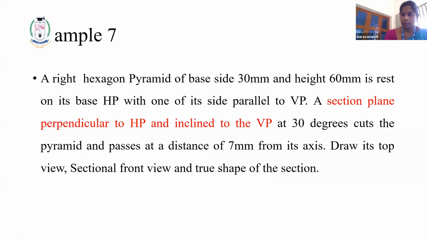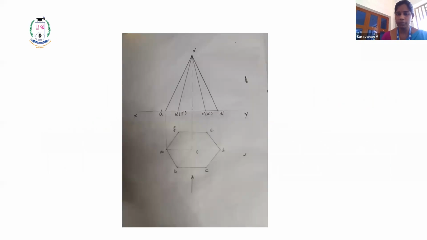So here, I have highlighted the section plane condition. The section plane is perpendicular to HP and inclined to VP. In the previous problem you discussed, the sectional plane was perpendicular to VP and inclined with respect to HP. So here this is the next condition. See what's the difference?